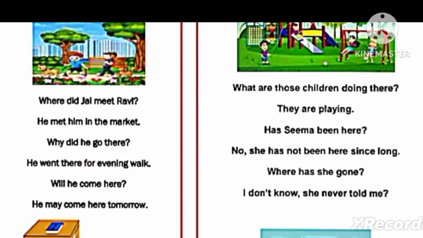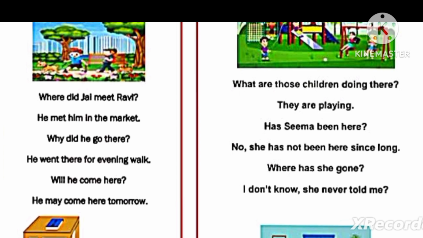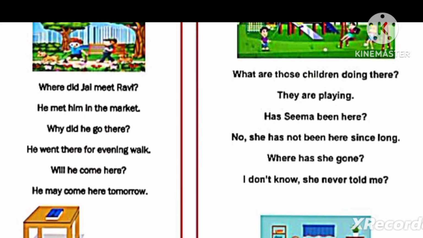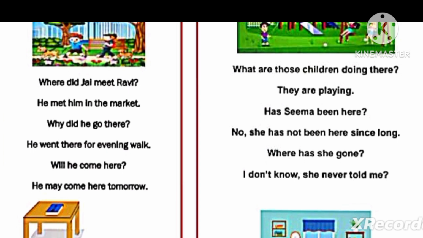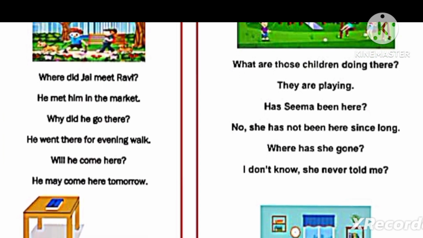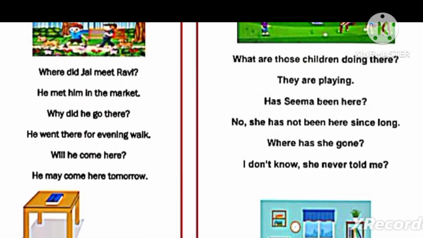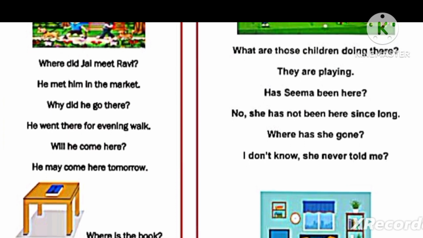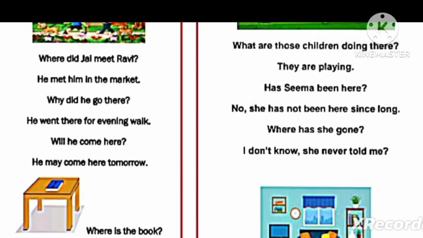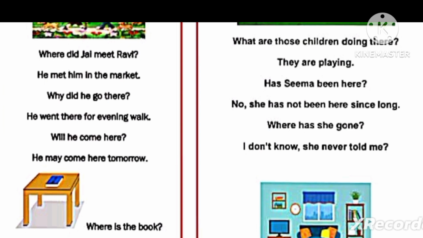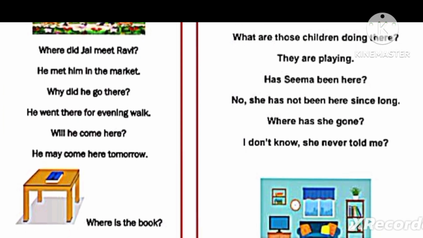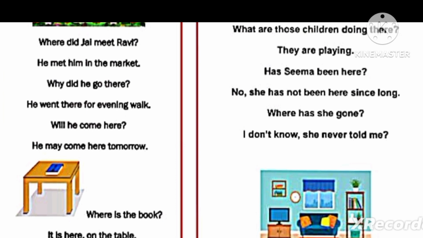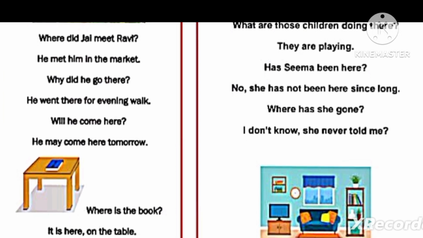Where did Jay meet Ravi? He met him in the market. Why did he go there? He went there for evening walk. Will he come here? He may come here tomorrow. What are those children doing there? They are playing. Has Seema been here? No, she has not been here since long. Where has she gone? I don't know. She never told me.